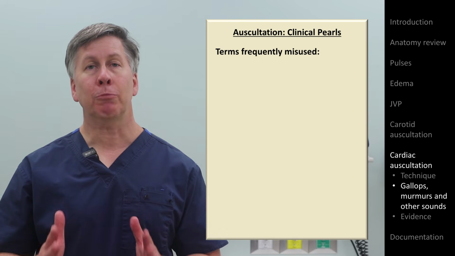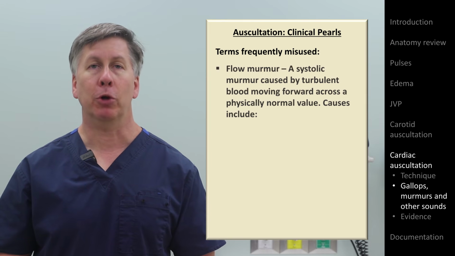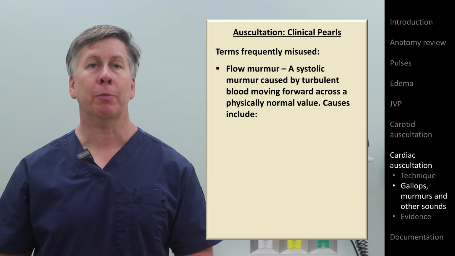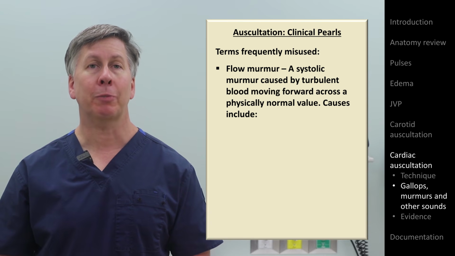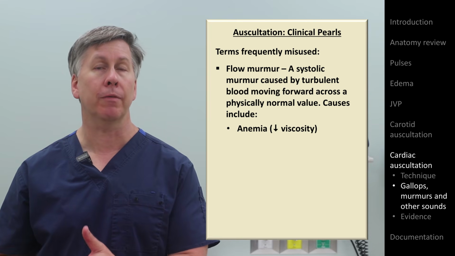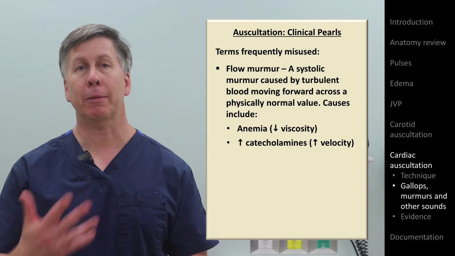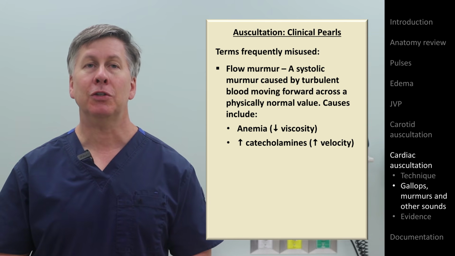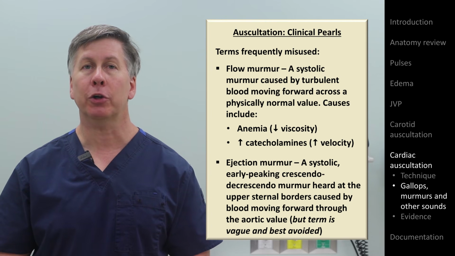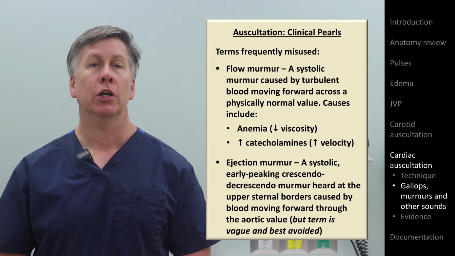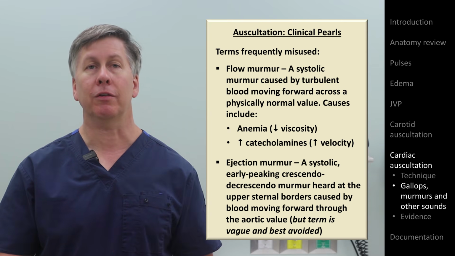There are two specific murmur terms that are frequently misused. The first is a flow murmur. This is a murmur caused by blood moving through a physically normal valve in which the turbulence is caused by either low viscosity of blood from anemia or a high velocity of blood in states of catecholamine excess, such as sepsis. The second misused term is an ejection murmur, which is a systolic crescendo-decrescendo murmur heard at the upper sternal borders caused by blood moving forward through the aortic or less commonly pulmonic valve.